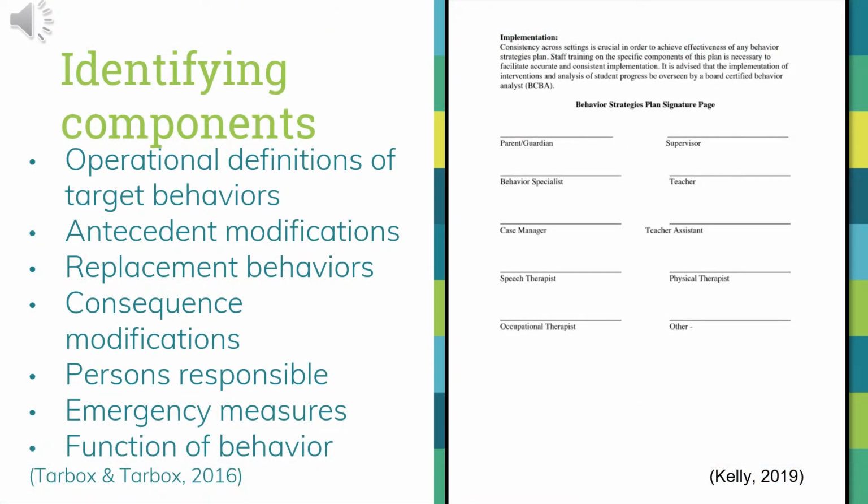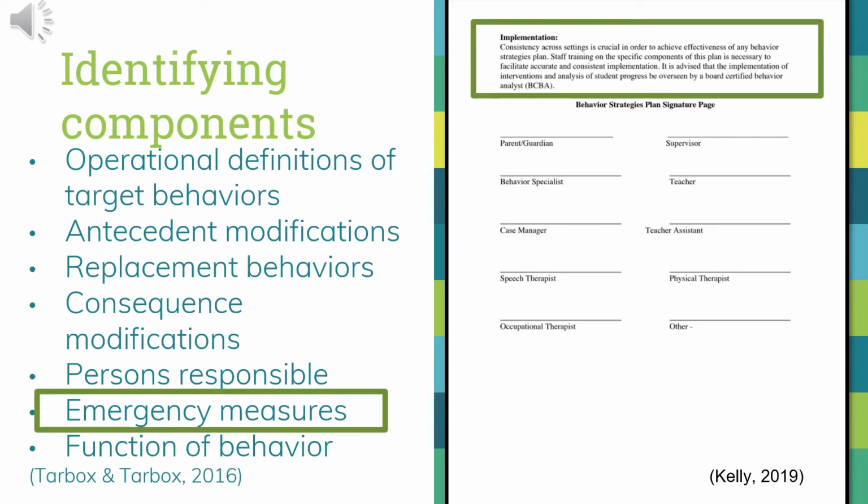The next component that we will cover is emergency measures. It should be noted that no real emergency measure was listed in this behavior reduction plan, only an implementation strategy to increase effectiveness. So we will cover some different emergency measures after reviewing the implementation plan.